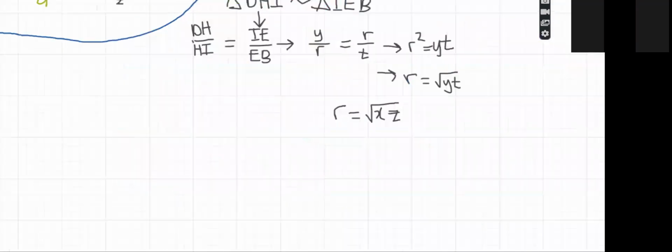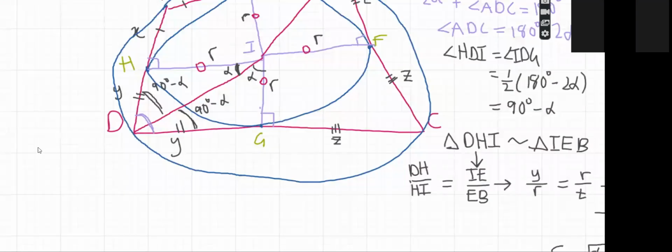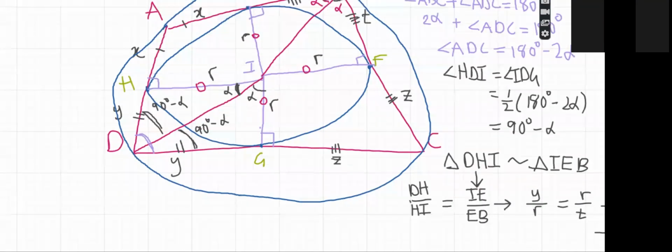Okay, now we will find the area of the quadrilateral. What we can see is the area. So I use two vertical bars to represent area. The area of DIC is equal to half times the base times the height. So we have the height is r, and the base is y plus z.